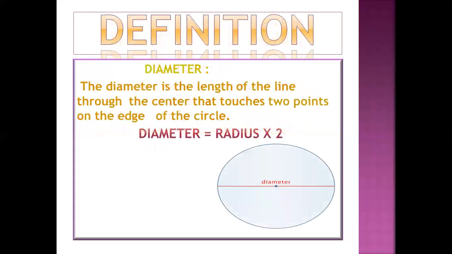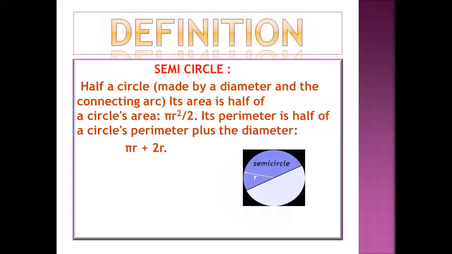Each half of the circle is called a semicircle.